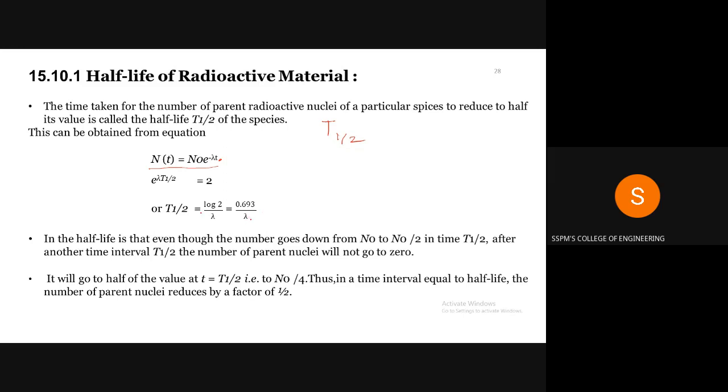Disintegration constant change values are proportional to the half life, and that constant of proportionality, T half, is to be expressed in terms of 0.693 upon lambda. So thereby we will be able to calculate either of the values: if the lambda is given for that element, then we are able to find the value of T half.